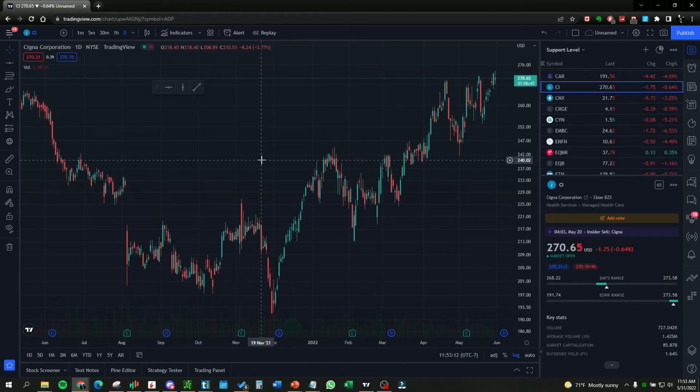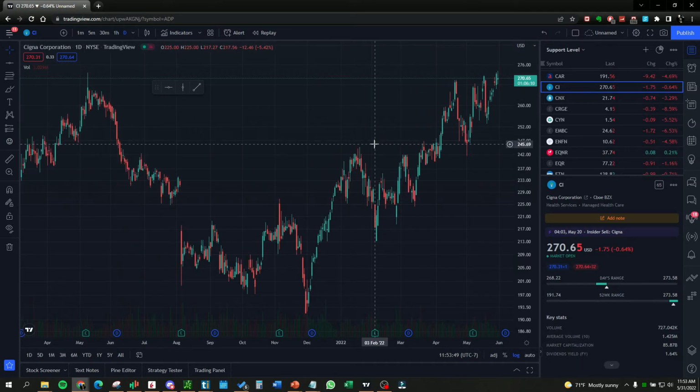How to properly draw resistance lines. There is no perfect way to do it. There's no right way to do it. There's no wrong way to do it. But just know the general idea behind doing it. Now, some people get the line perfectly, some people don't get the line perfectly, but you have a general idea of what it is. First of all, what are resistance levels?